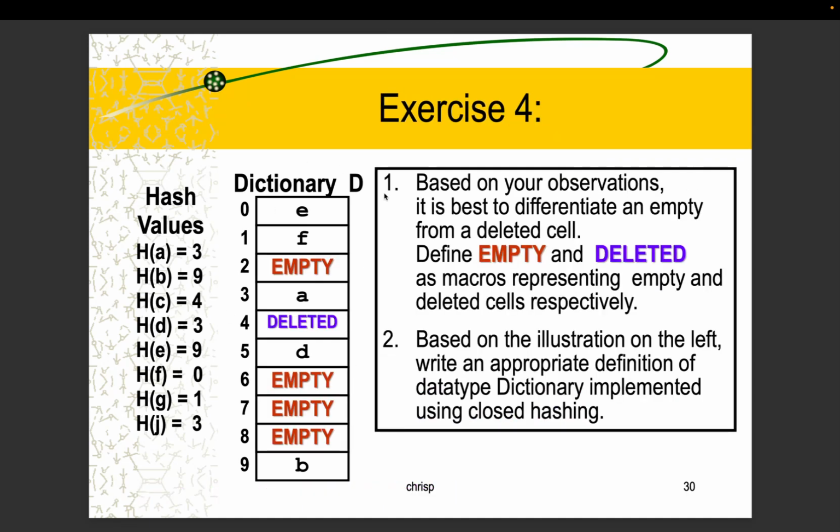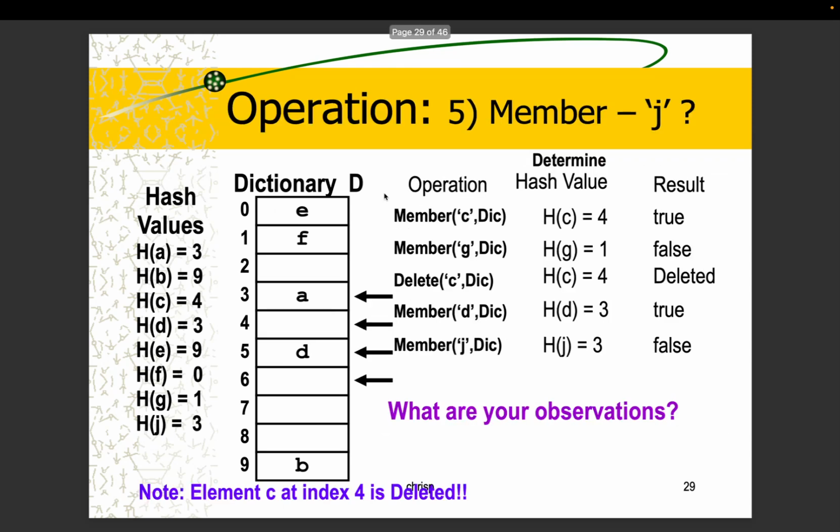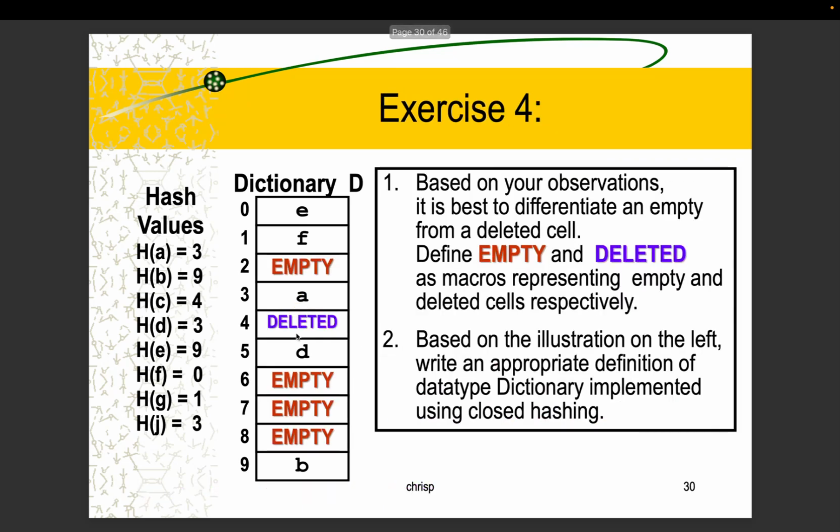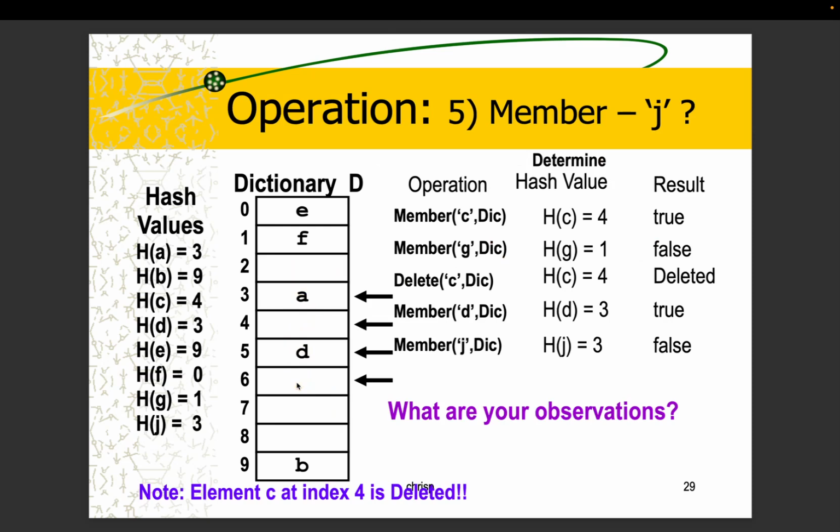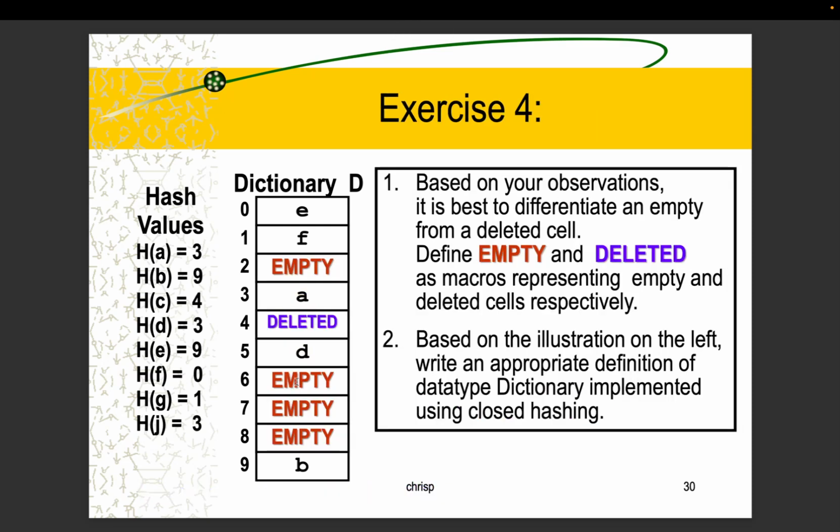So, based on the observation, it is best to differentiate an empty from a deleted cell. Because we wouldn't know when to stop looking for an element if dili ta kahibaw if naay na delete nga cell or if empty lang yun na siya in the first place. So we need to change the implementation such that instead of just showing a blank thing there, we need to differentiate empty versus deleted. That way, we would be able to know whether we continue to search.